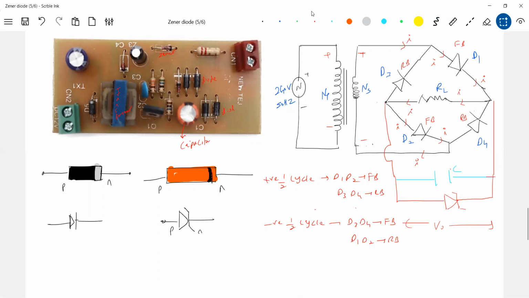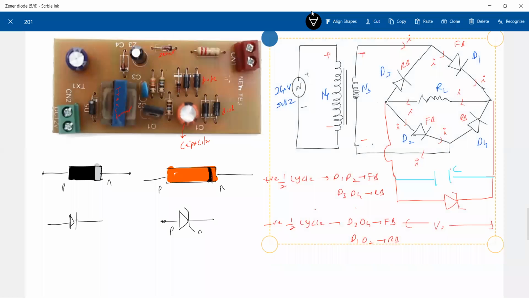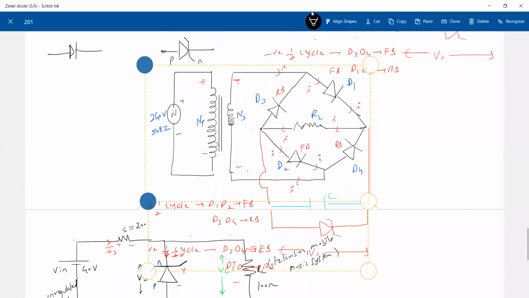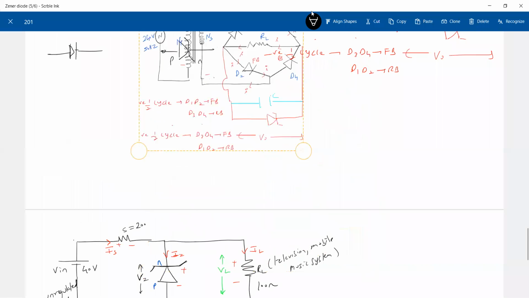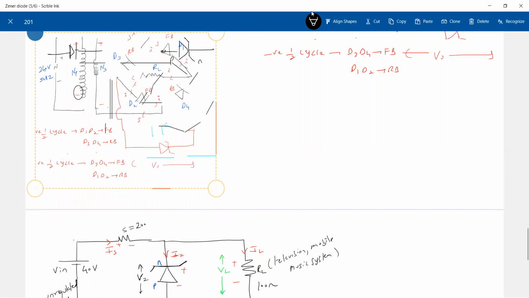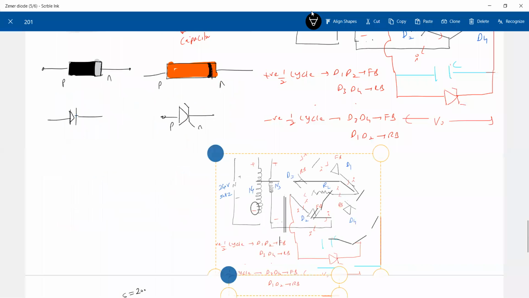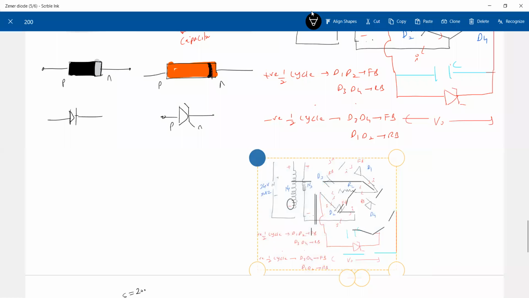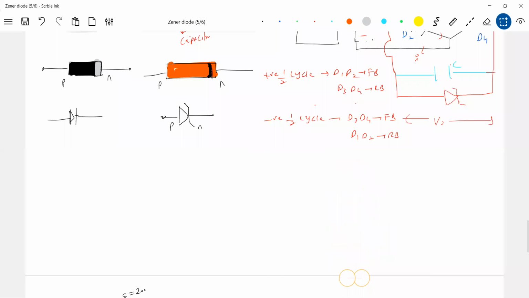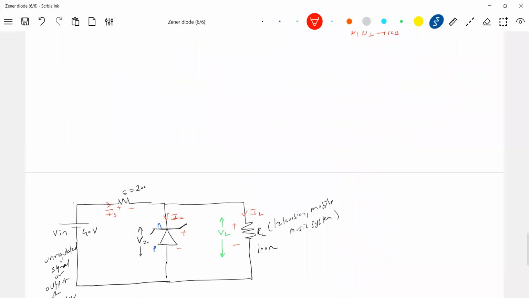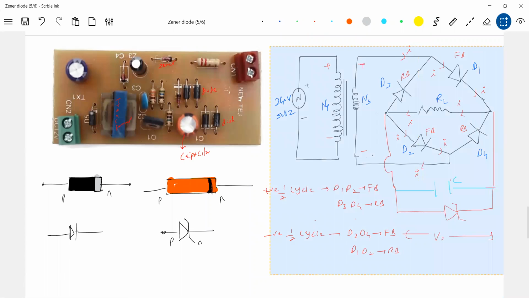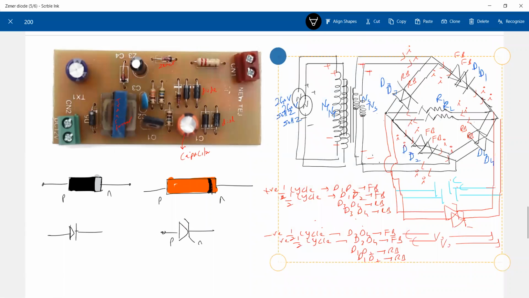I'll bring the circuit. What happened? Let me try again. Yeah. Cloned.